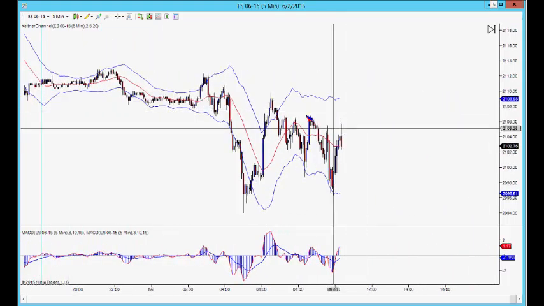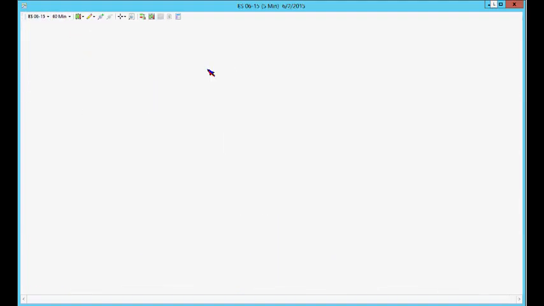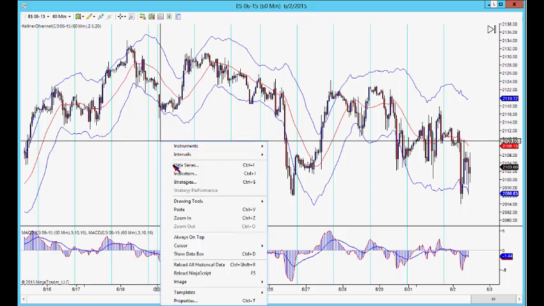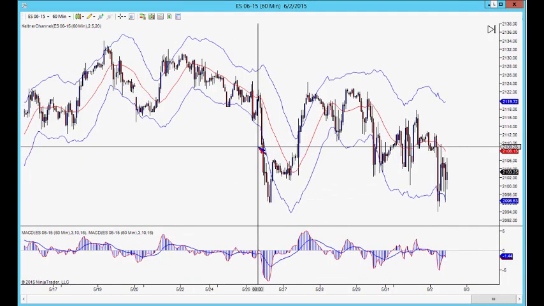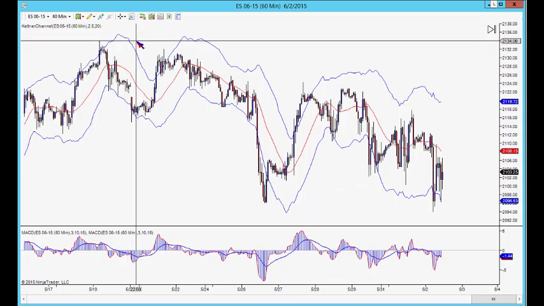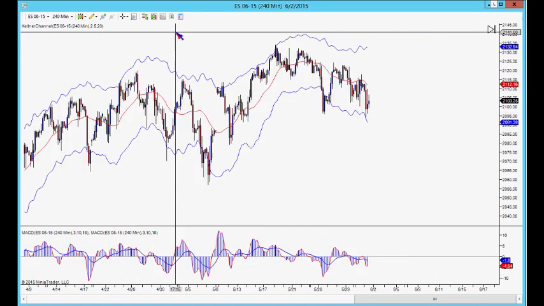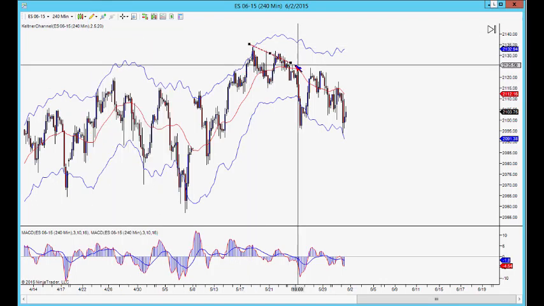And right now the market's in a range. I don't particularly see it doing much else. Let's go back to what we talked about yesterday. I'm going to right click data series and just turn this off for now. Plot session break, I'm just going to shut it off. And let's go to a 4-hour chart, and let's just see.